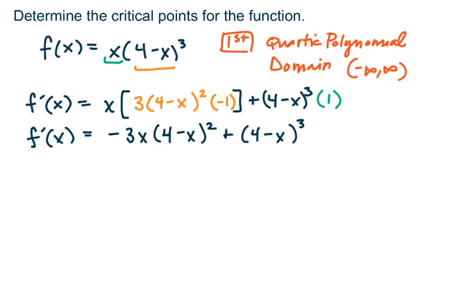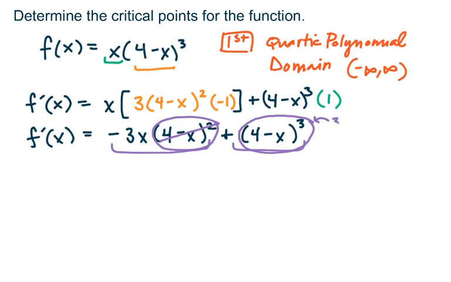And this is where factoring those GCFs really comes into play. If I look, I have two terms here. I have a first and a second, and they both have a 4 minus x. The first one has 2 of them, and the second term has 3 of them. So I'm going to factor out the least amount. I'm going to factor out 2 of those, and over here with my 3 take away 2, that's going to leave me with just 1.